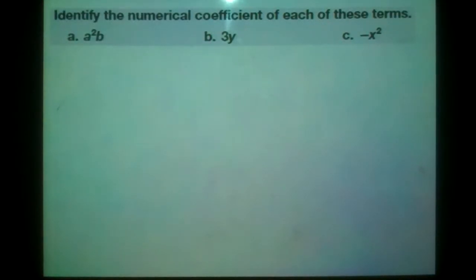Alright, let me check my time quick here. We're getting there, about 2 minutes left.